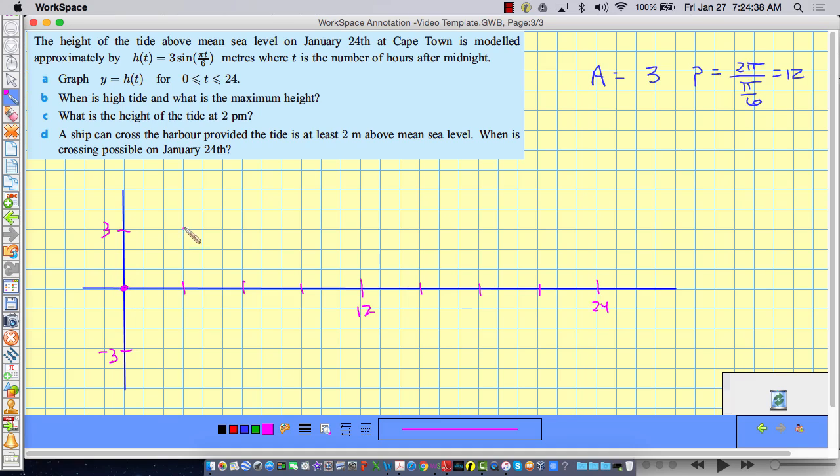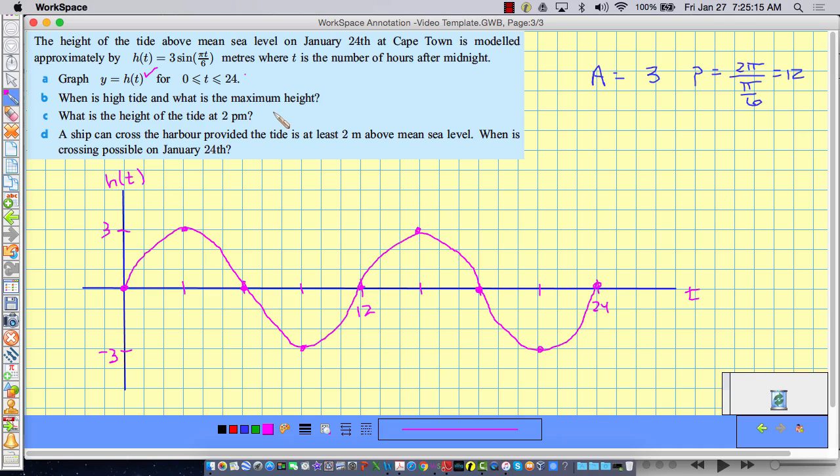So that means a maximum is going to be here, back to 0, halfway between. Boom, you know your basic sine curve. So it's going to look like that. Okay, and then we do it again. Boom, boom, boom, boom. Nice smooth curve. And there we go. So we've sketched it for y equals H of T. So this is t, and this is H of t.